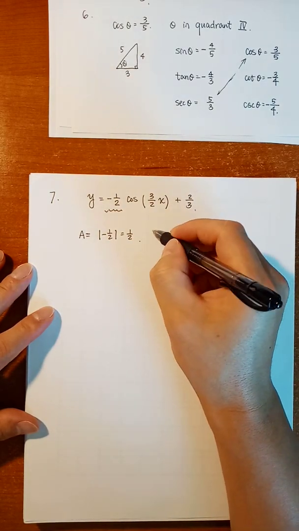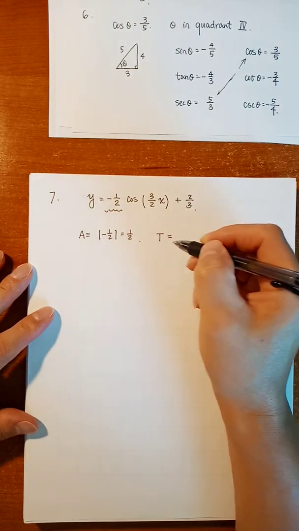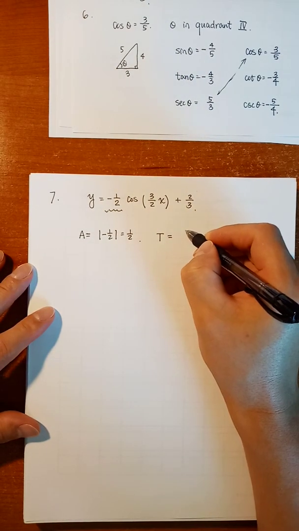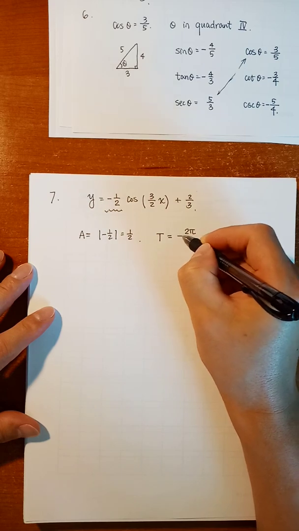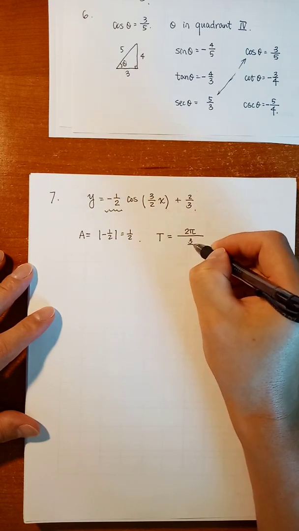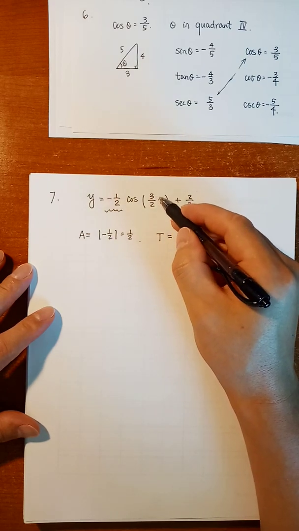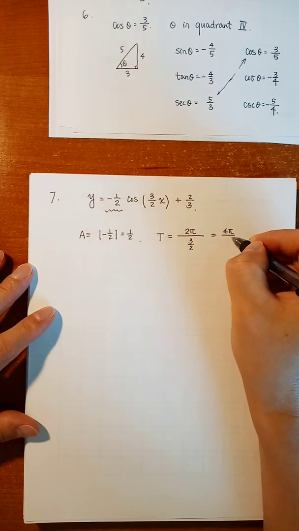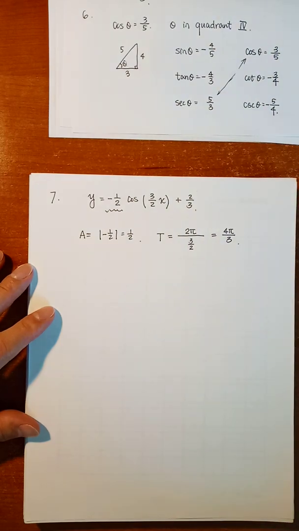And the period is always 2 pi over the coefficient of x, so 2 pi over 3 over 2. So it's 4 pi over 3.